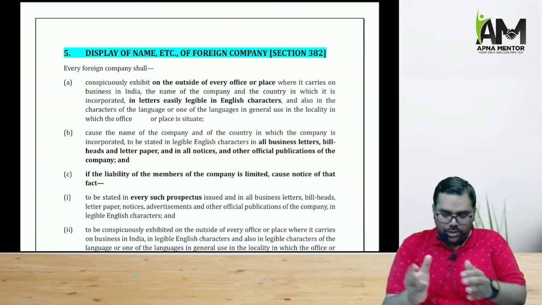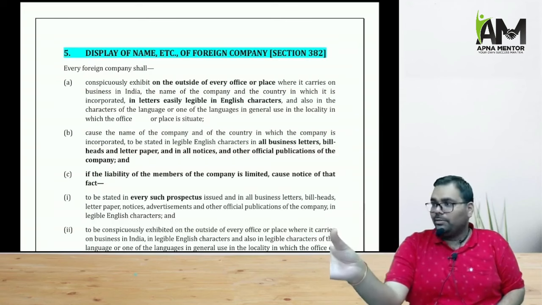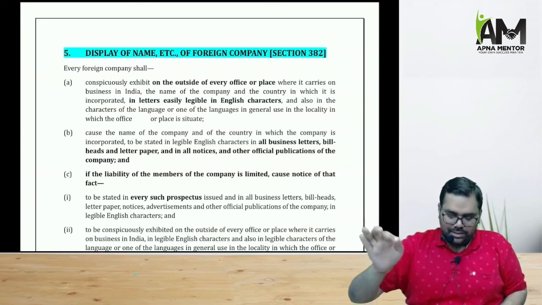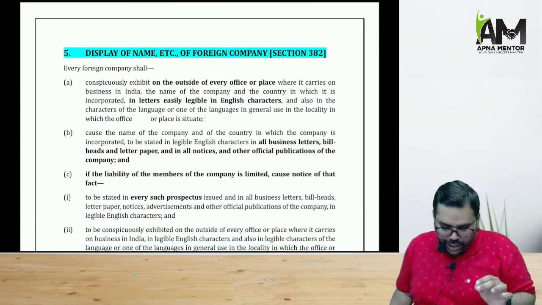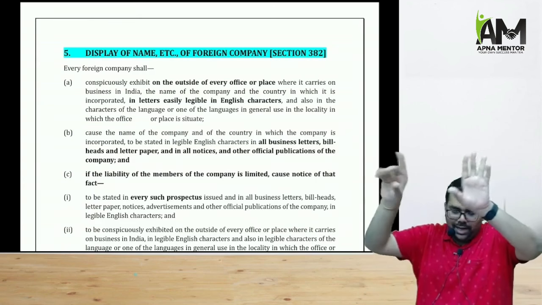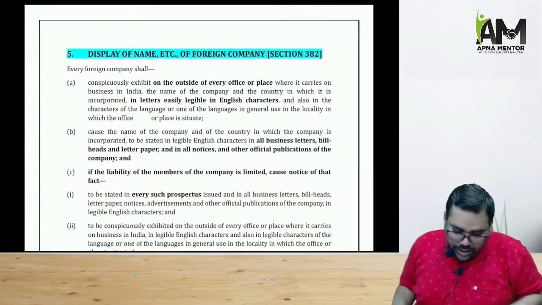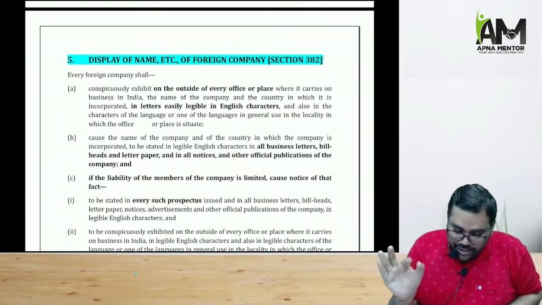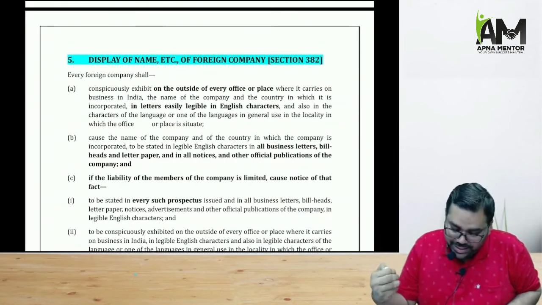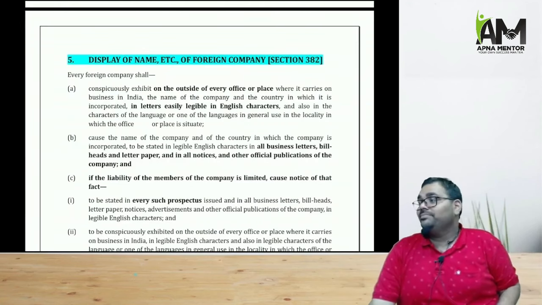And also in all your business letters, in your letterheads, in your signboards, you will write the name of the company. Remember that requirement we studied? The same thing is given here. Now, it is very logical. Outside every office, outside every branch office, what will the foreign company write? Every foreign company shall exhibit on the outside of every office or place where it carries on business in India the name of the company and the country in which it is incorporated.